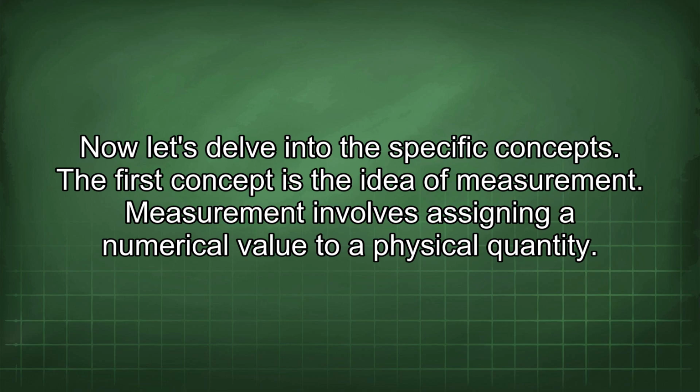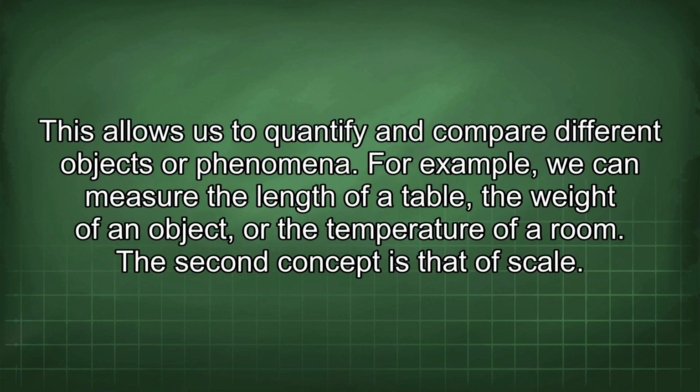First concept is the idea of measurement. Measurement involves assigning a numerical value to a physical quantity. This allows us to quantify and compare different objects or phenomena. For example, we can measure the length of a table, the weight of an object, or the temperature of a room. The second concept is that of scale.